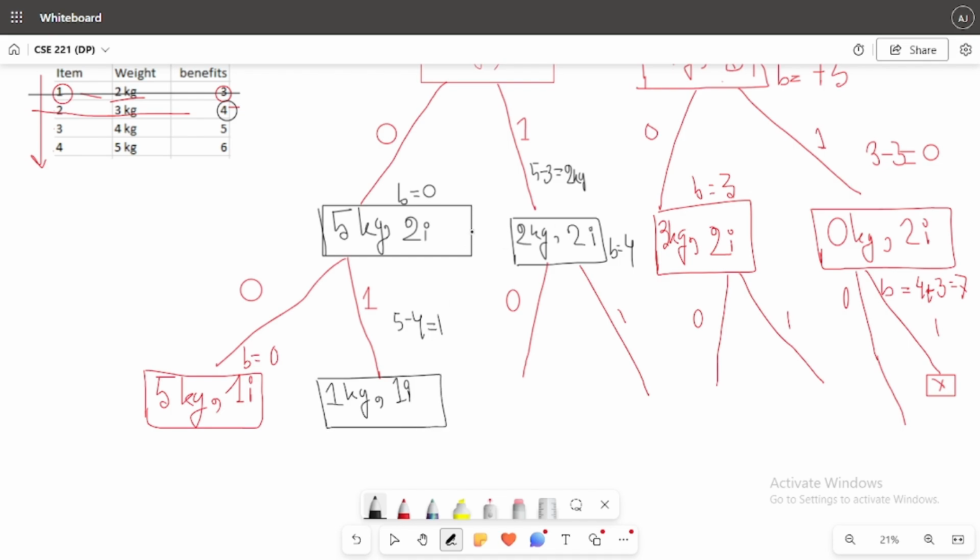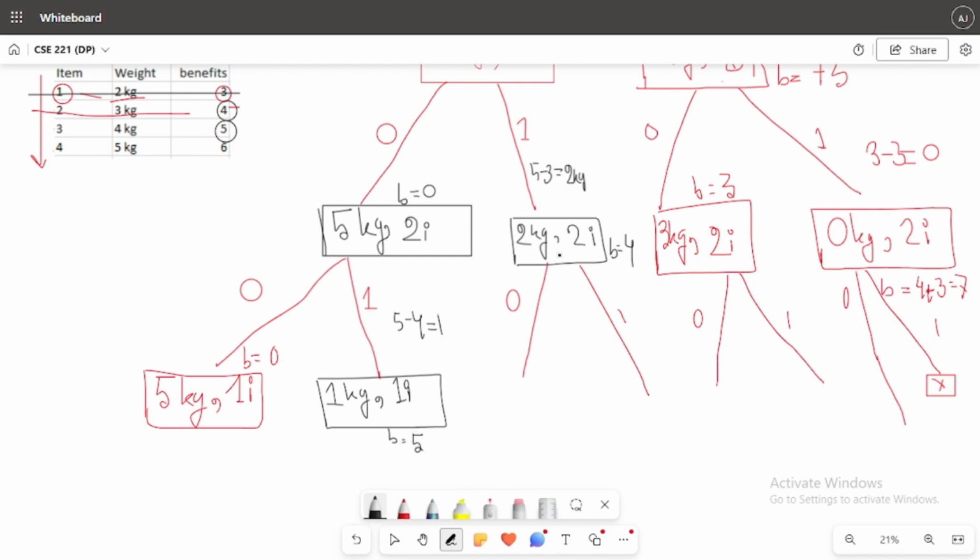What is our benefits, right? Our previous benefits is 0. Now what is our benefits now? It is 5. So b is equal to 0 plus 5, benefits is 5.